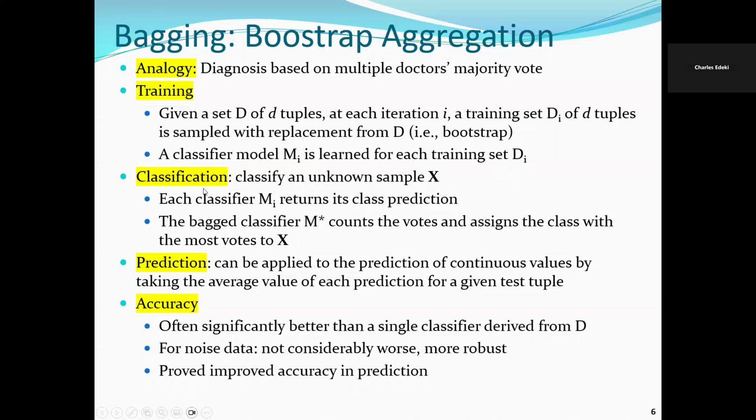Now, the step of classification: classify an unknown sample X. Each classifier Mi returns its class prediction. The bagged classifier M star, this would be the improved one, counts the votes and assigns the class.